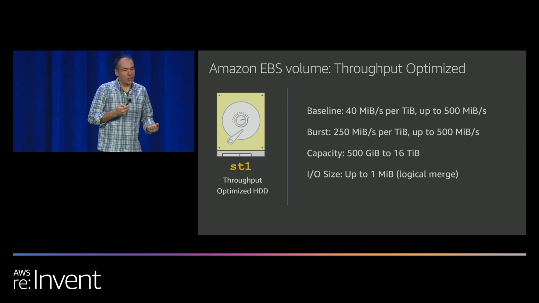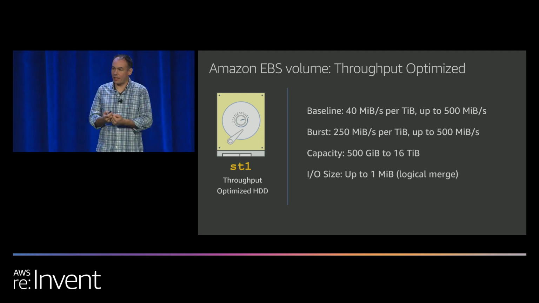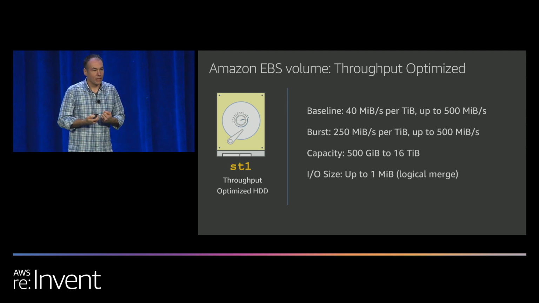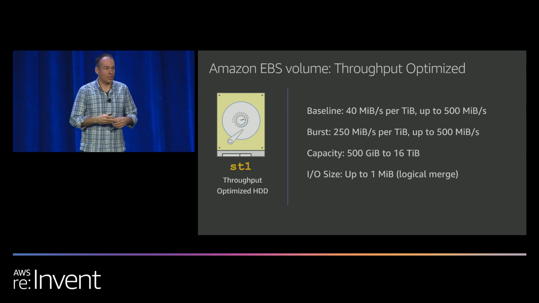The difference on the burst with our hard drive backed products, I don't have a slide dedicated to this, but I do want to cover it quickly. On GP2, the burst bucket is a fixed size. On our hard drive backed products, the bucket actually expands with the size of your volume to give you that multiple times a day scanning rate.